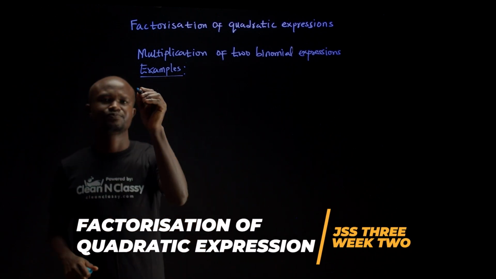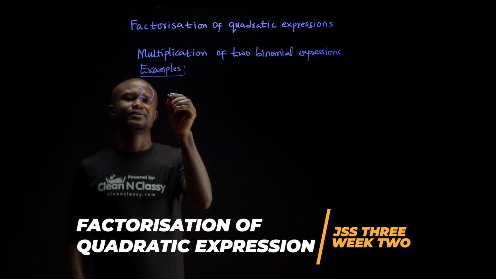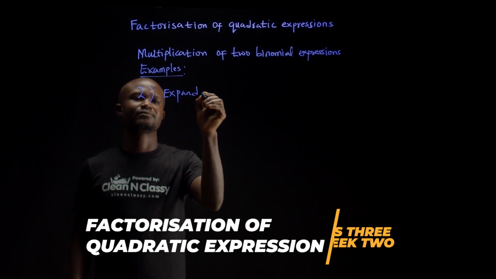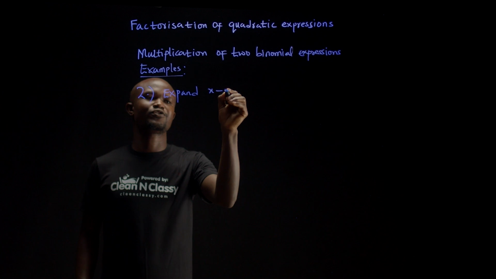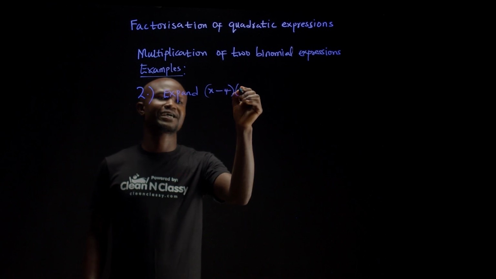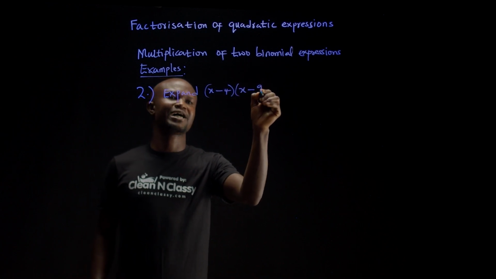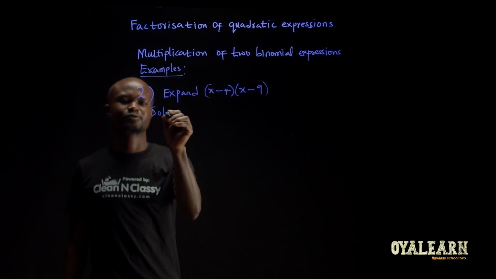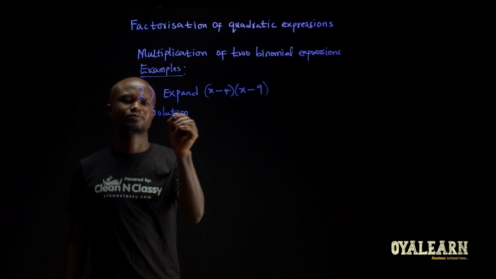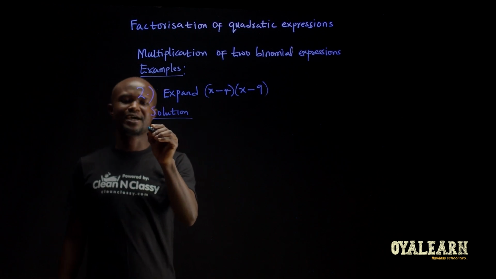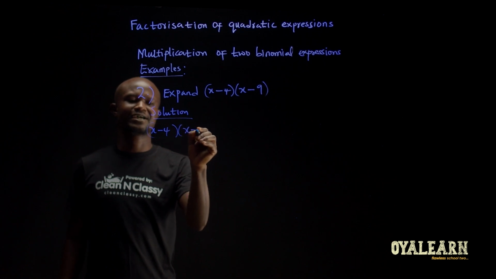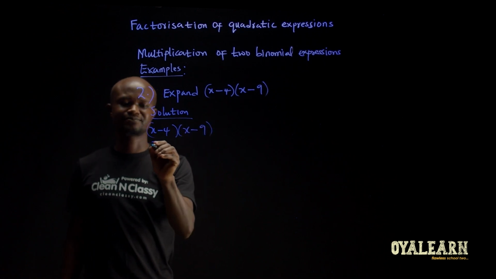Number 2. Expand (x minus 4)(x minus 9). Solution. We have (x minus 4) into bracket (x minus 9).